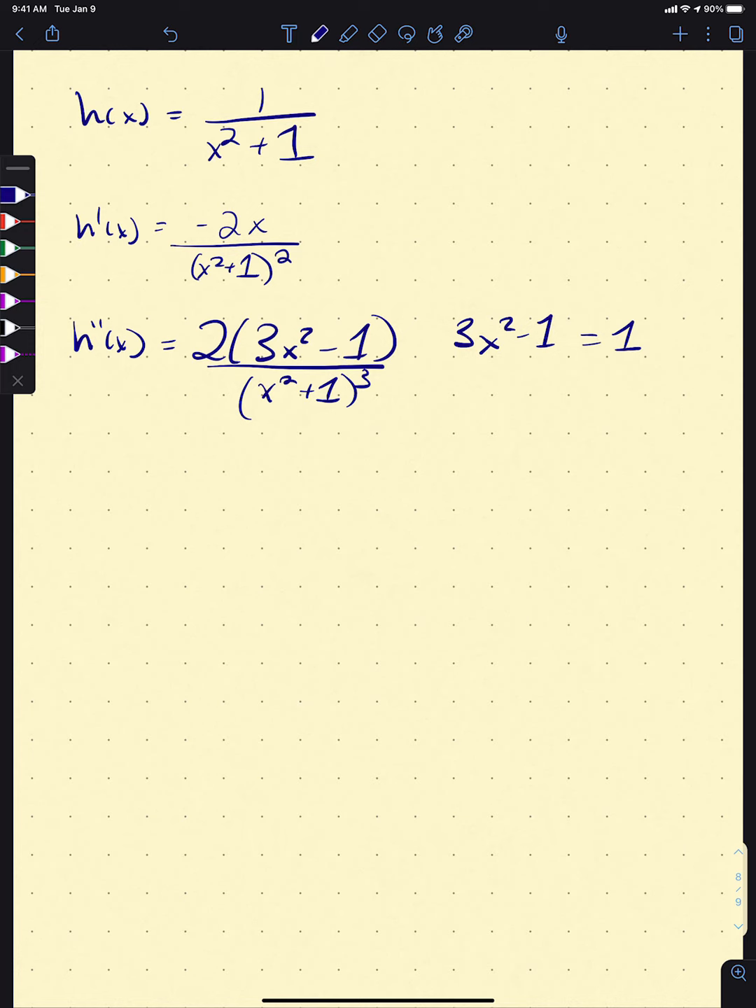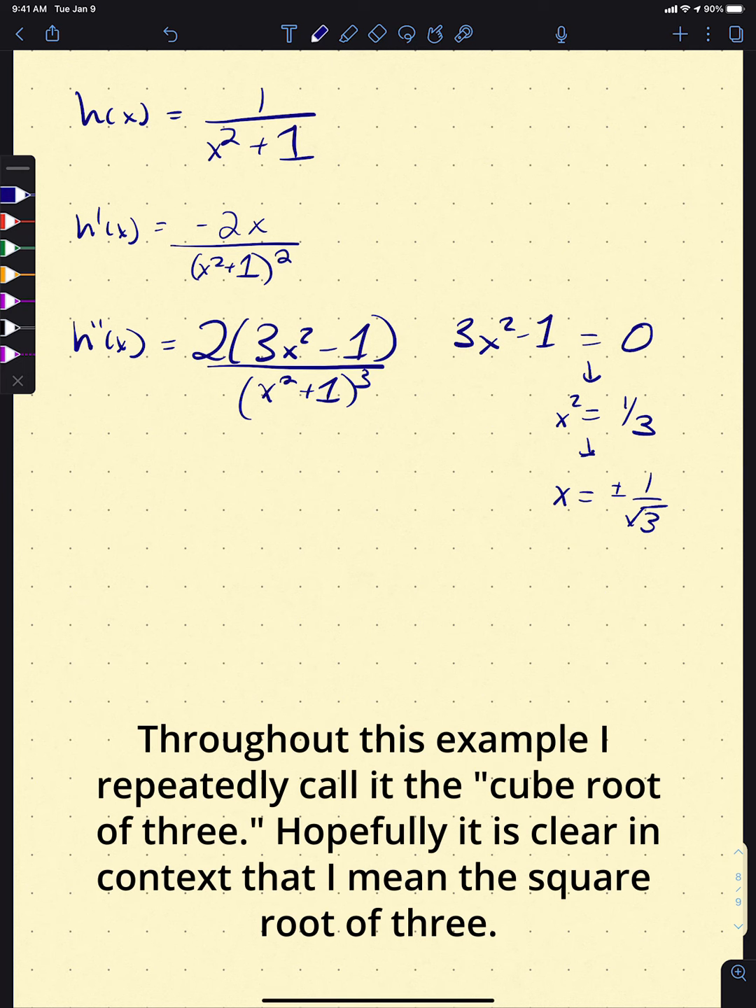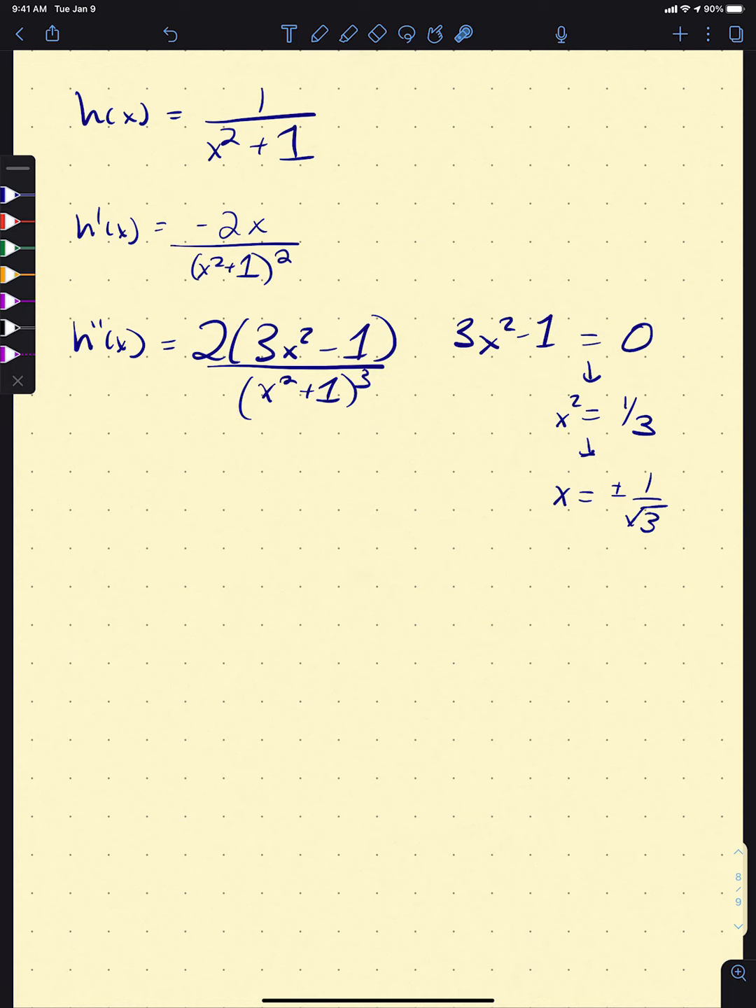And if you do some manipulation, add the 1, divide by 3, so when x squared equals 1/3, or x is positive negative 1 over the square root of 3. And there's no need to rationalize this in this class. For the most part, we don't need to rationalize any of these answers. We're totally fine with the square roots in the denominator. Okay, now that we have this, we should look at how the sign changes.